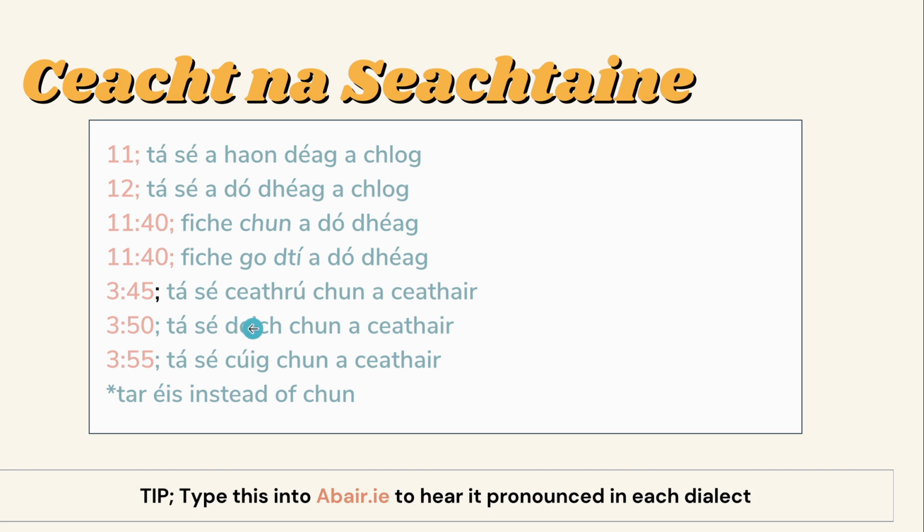Now, if you want to say past, all you have to do is substitute chun with tar éis. So cúig tar éis a ceathair would be 5 past 4. Deich tar éis a ceathair would be 10 past 4. Ceathrú tar éis a ceathair would be 4:15.